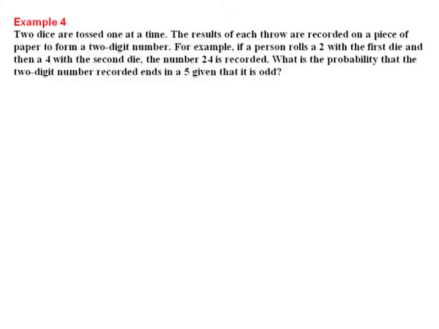For our last example, let's think about a situation where 2 dice are tossed one at a time. The results of each throw are recorded on a piece of paper to form a 2-digit number. For example, if a person rolls a 2 with the first die and then a 4 with the second die, the number 24 is recorded. What is the probability that a 2-digit number recorded ends in a 5 given that it's odd? So ends in a 5 is A. Given that it's odd is B.